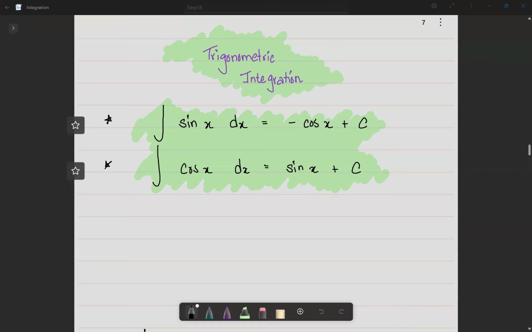Hello students, today we will be learning about trigonometric and exponential integration. So we will start with trigonometric integration.